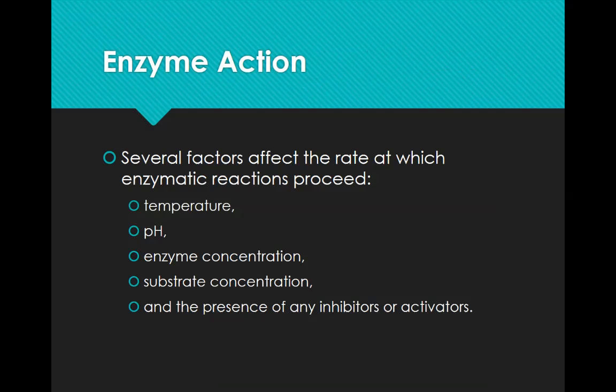Now, there are several factors that affect the rate at which enzymatic reactions will proceed. So how quickly can we go through a chemical reaction? Well, the first thing that impacts it is temperature. Temperature causes molecules to move faster, therefore it's easier for them to reach the active site and then carry out the chemical reaction. pH. pH impacts the functioning of the protein, or in this case, the enzyme. So the shape of the enzyme can change as the pH changes, and there's an optimal pH range for any enzyme. So enzyme concentration. Obviously, the higher the number of enzymes, the faster the chemical reaction is going to happen.